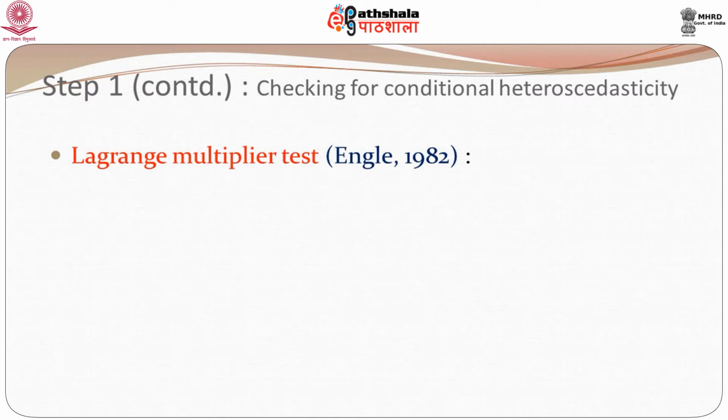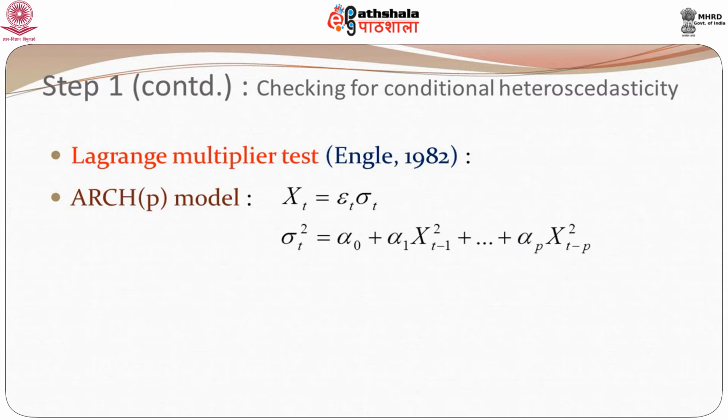This is done through what is referred to as the Lagrange multiplier test, which was proposed by Engle in 1982 when he actually proposed the ARCH model. This is a very simple test. So, what we have is an ARCH model, x t is equal to epsilon t sigma t, and sigma t square is dependent on its past values. You can replace the sigma t's by x t squares as well, and we test for alpha 1 equal to alpha 2 equal to alpha p.